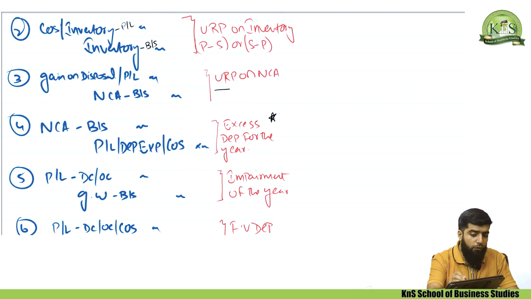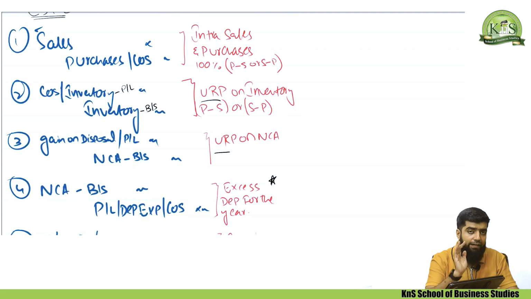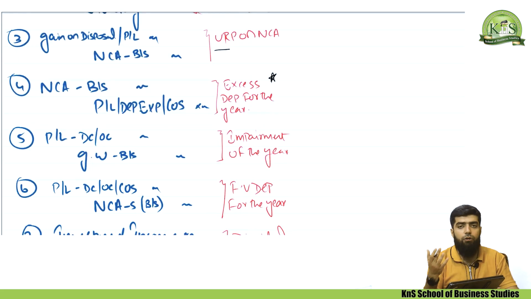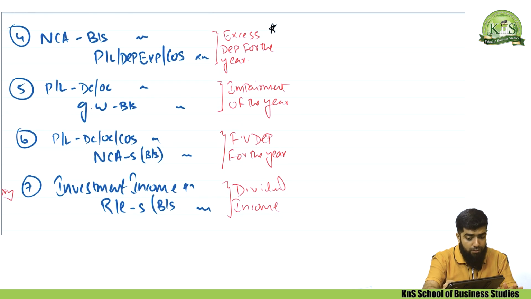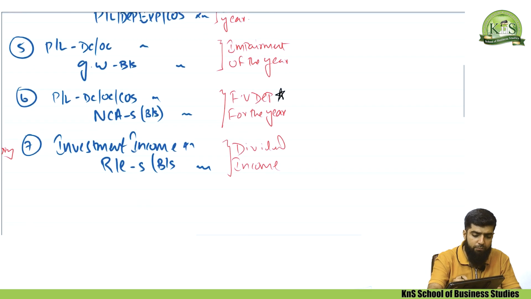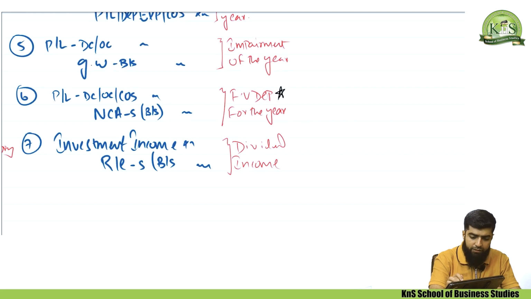However, unrealized profit need not be apportioned, as that unrealized profit is already post acquisition. Intra sales and purchases need not be apportioned, as these items are by default post acquisition. And again, impairment loss need not be apportioned, as the impairment of goodwill is obviously after the date of acquisition. Fair value depreciation, yes, that needs to be apportioned. Dividend income need not be apportioned, as the dividend they have received is after the date of acquisition. So the full amount of dividend will be eliminated from the investment income and the retained earning of the subsidiary company in the balance sheet. So that needs to be remembered.